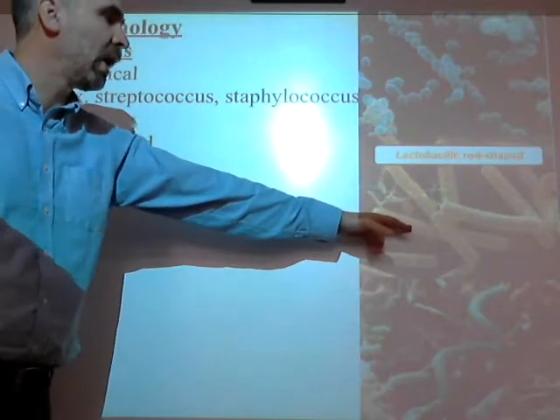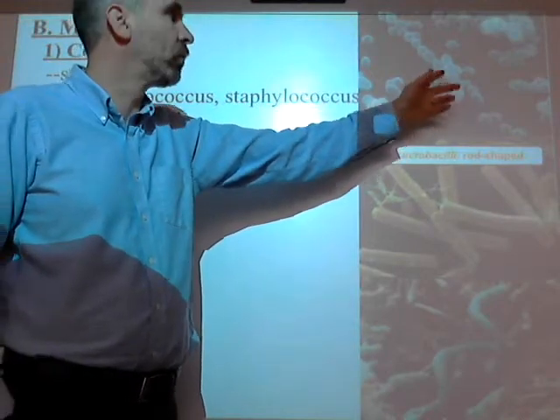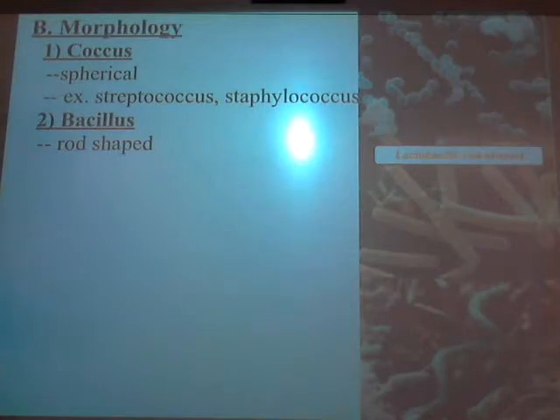Here's your bacillus example right here. And here's your coccus example right here: circles, or spheres, I should say, in a chain. We'll talk about what that means. And bacillus, one of the more classic ones you can name is E. coli, exactly.